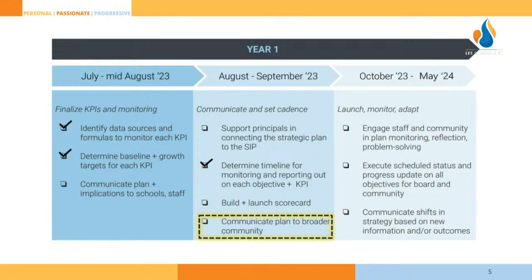Today we enter launch mode. This involves communication both to schools and to our broader community. It requires alignment in our school improvement planning work and the public launch of our scorecard. Those are all elements that get launched today.